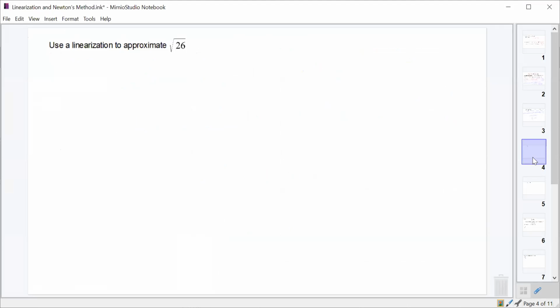All right, so here's what I'd like you to do. We're going to do this one together, but I want you to take a second and see if you can figure out the function and the x value and the a value. It shouldn't take you more than 30 seconds to a minute. So see if you can figure out what the function, the x, and the a values are for this particular problem.